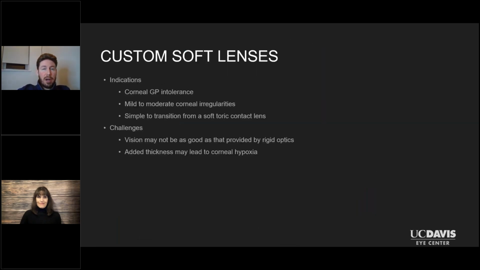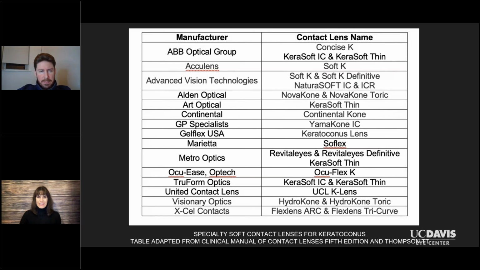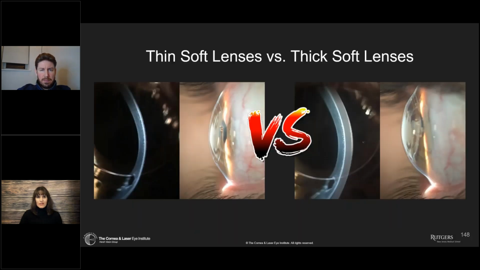Custom soft lenses can be a great option for these individuals. They're wonderful for people with GP intolerance, and great for mild and moderate cases. It's a very simple transition for individuals because if they're used to wearing soft lenses, they pretty much maintain that with this. There are many different types of custom soft lenses out there for keratoconus. You don't have to have all of them. I would encourage you to have one or two in your practice. It's a really helpful tool for patients, and surprisingly, you get quite good vision out of the custom soft option as well.